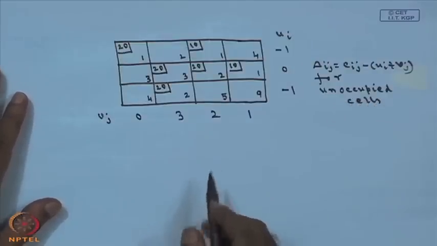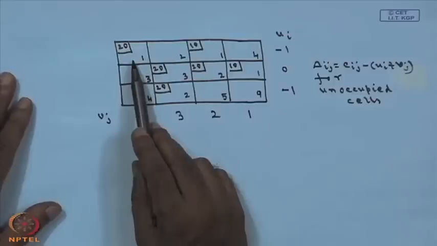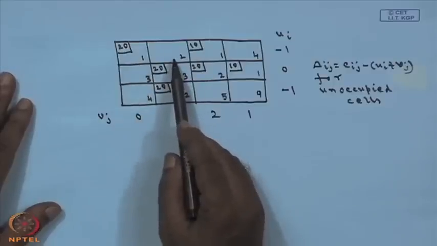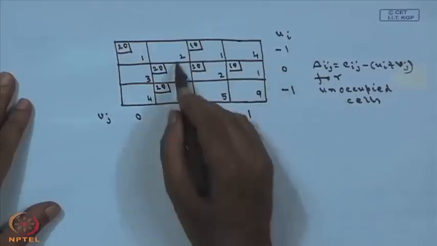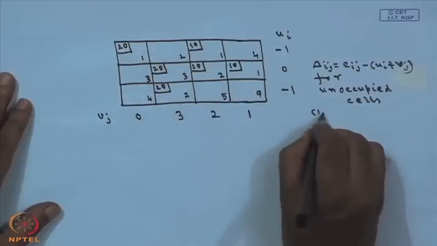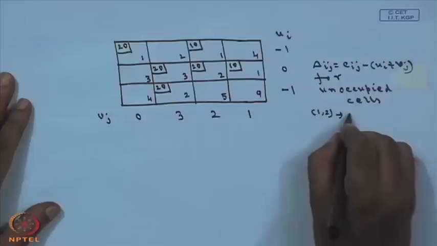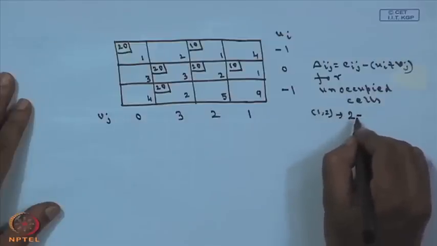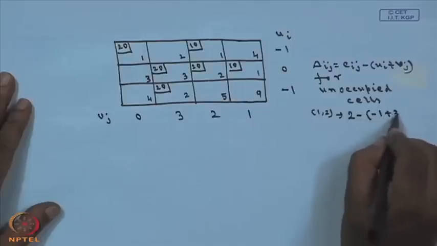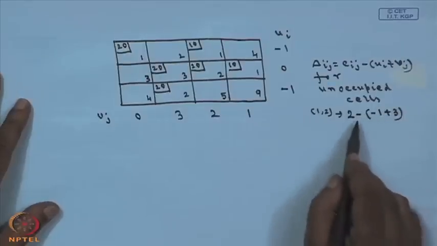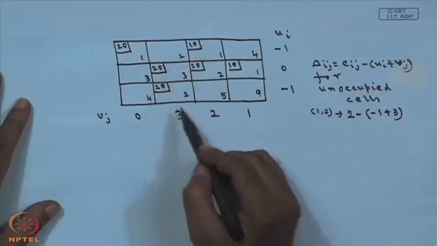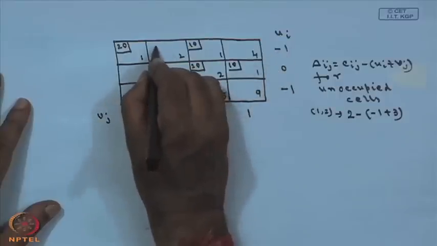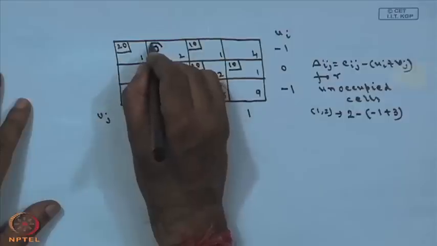It is very easy to calculate. First cell is occupied, second cell is not occupied. So, basically it will be 2 minus (3 minus 1) for this cell 1 2. For the cell 1 2, what happens? It will be 2 minus 2, that is Cij minus (ui plus vj), that means minus 1 plus 3. So, this is 0. Like this way, Cij minus (ui plus vj) for the unoccupied cells, and I am writing it within a circle.